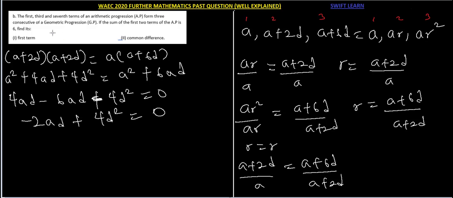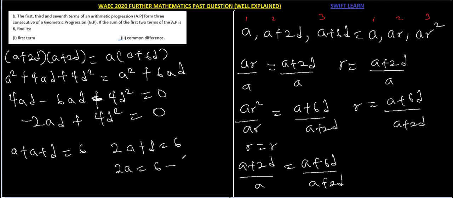Remember that we said the sum of the first two terms of the AP is 6. What are the first two terms of an AP? The first term is A, then the second term is A plus D. The addition of them gives 6. That's 2A plus D equals 6. So I can say 2A equals 6 minus D. Anywhere I see 2A, I can put 6 minus D. This is our equation 1, and this is our equation 2.